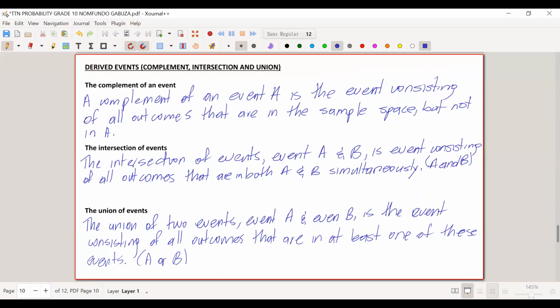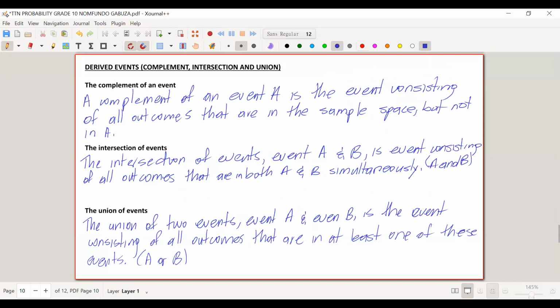I hope everyone is still following. So let's move on to derived events. So derived events, so we have the complement of an event. What do you mean by the complement of an event?